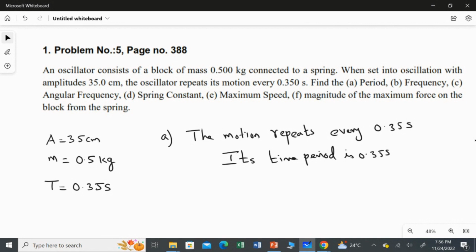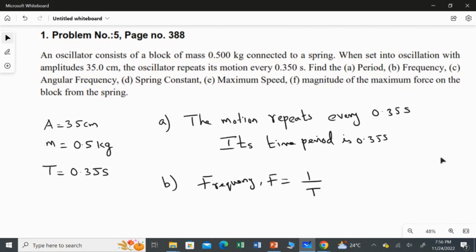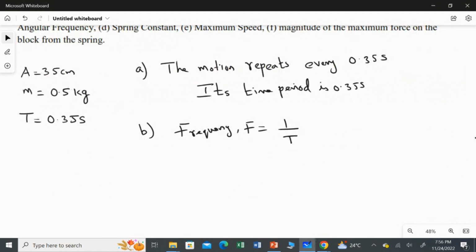So what is the second question? We are going to find the frequency. What is the frequency? We studied the frequency formula. Frequency is the inverse of time period. So the frequency f is equal to 1 over time period. And the time period we already found in the first part. What is the value of the time period? The time period here is 0.35 second. So once you know the time period, you can easily find its frequency.